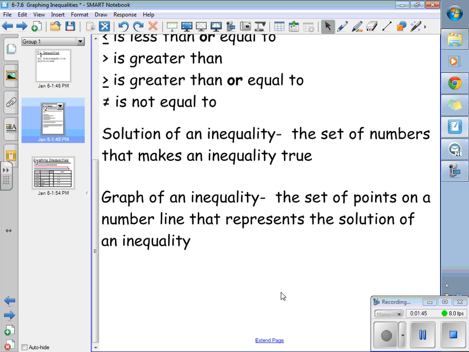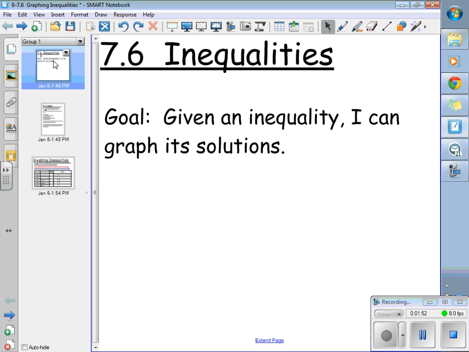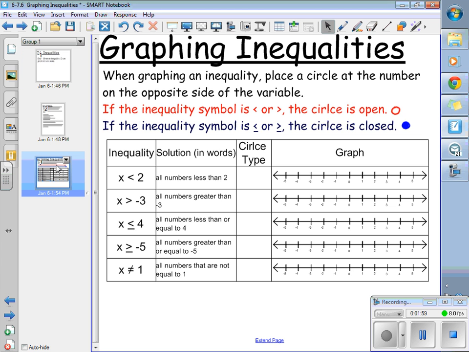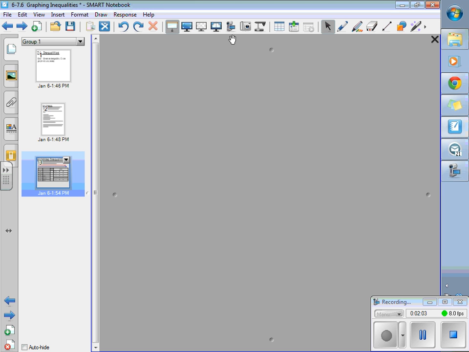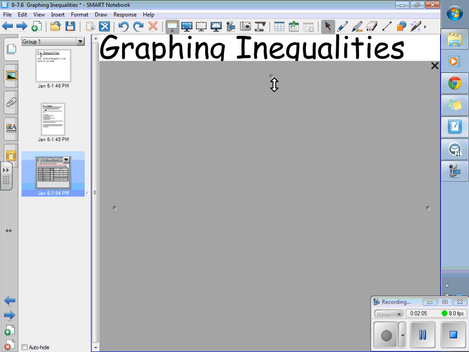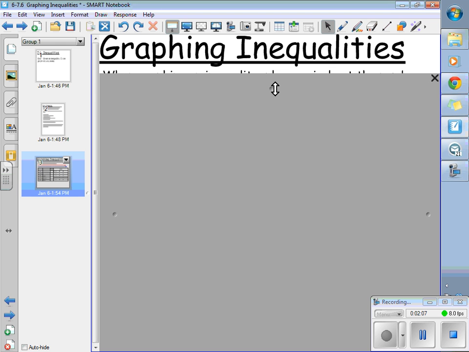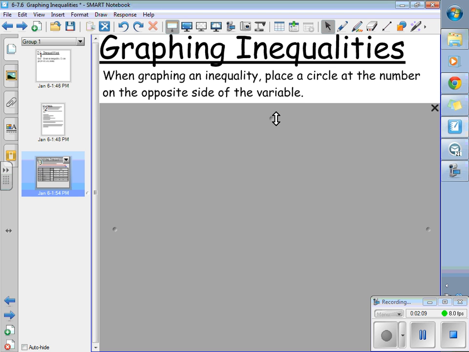Okay, we're going to look at graphing inequalities next, and that is our true goal, if you will recall. Our goal is that if we're given an inequality, we can graph the solutions. You guys have been looking at statements such as these for a while, so we're going to look at what they mean. So, graphing inequalities. When we graph an inequality, we place a circle at the number on the opposite side of the variable.